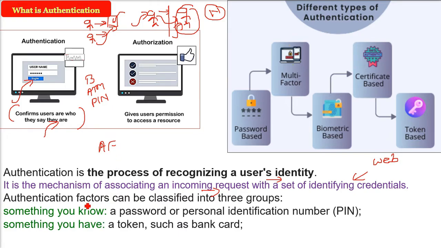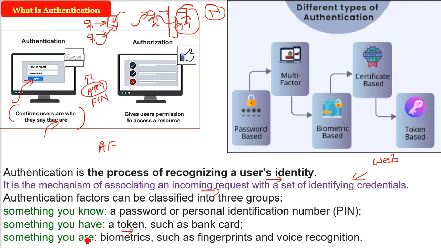Something you have. This is the other group. That is, you may have a token, you may have a card, you have a bank card. So whenever you go to a bank, first you have to put in the ATM card, then you have to put in the PIN. So that is something you have. This is one of the groups.